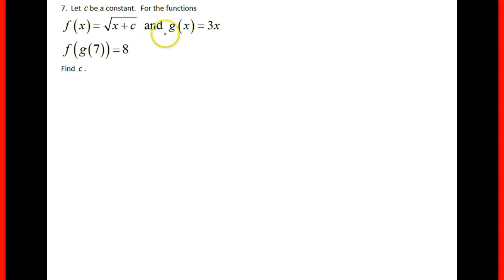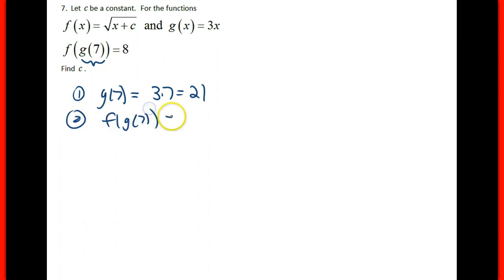So there's a constant c, and we know that f of g of 7 is equal to 8. Well, first off, what's g of 7? That's 3 times 7, so that's 21. So f of g of 7 is f of 21. And that'll be the square root of 21 plus c. Now we know that this is equal to 8, and so we have to solve for c.